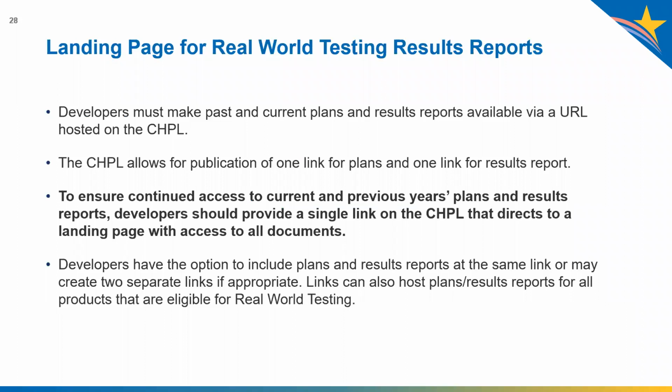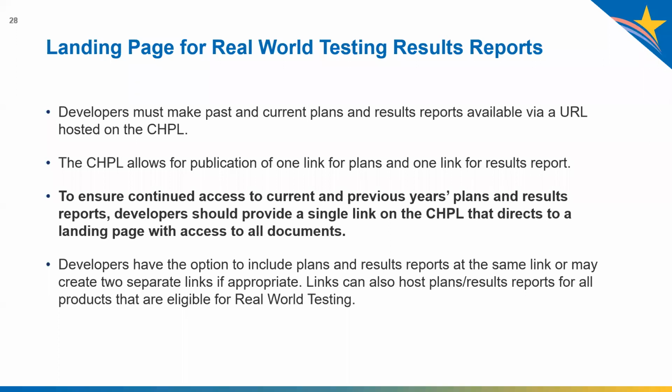All right, so that wrapped up the elements for your real-world testing results reports. Just want to make a note here that developers must make past and current plans and results reports available via a URL hosted on the Chapel. So we're talking about this landing page because we did find that in the first calendar year of real world testing, 2022, some of the URLs link directly to a PDF.